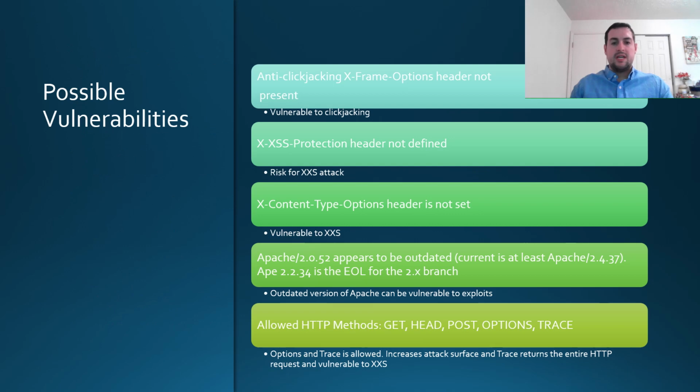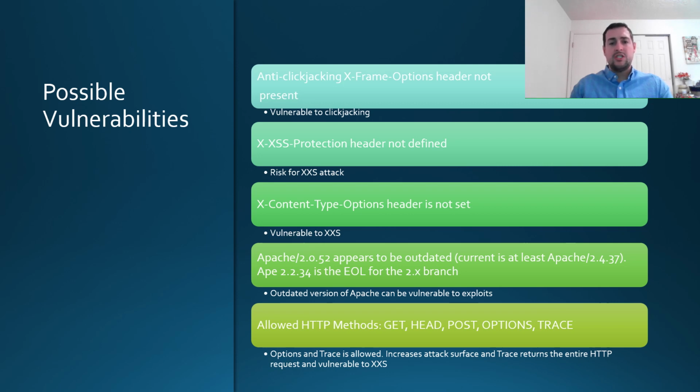So now that we discussed some types of attacks, we're going to look at the possible vulnerabilities we uncovered with all these vulnerability scans. The first one, anti-clickjacking X-Frame-Options header is not present. This means it can be vulnerable to clickjacking. Then we have XSS protection header not defined. This means it's at risk for a cross-site scripting attack. And then X-Content-Type-Options header not set. This is vulnerable as well to a cross-site scripting attack.